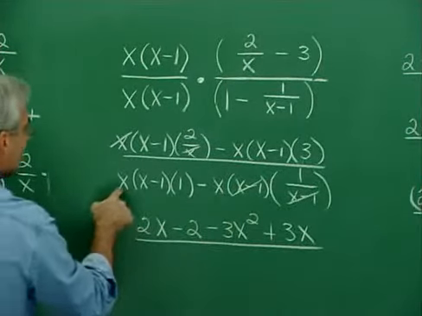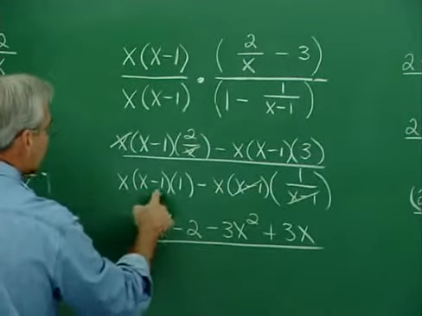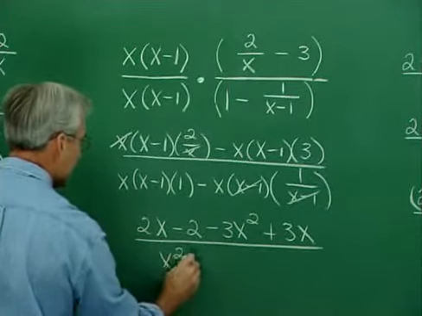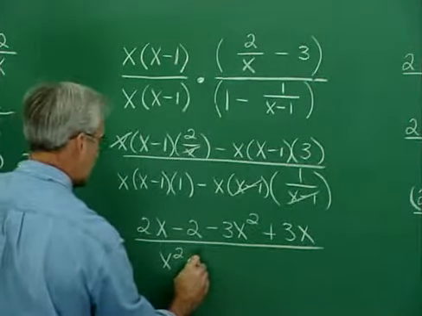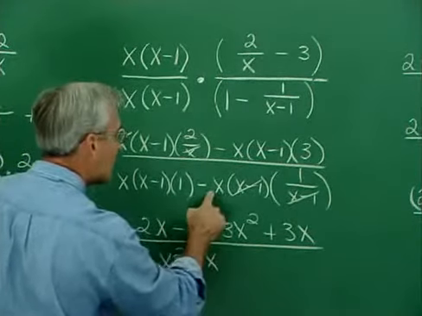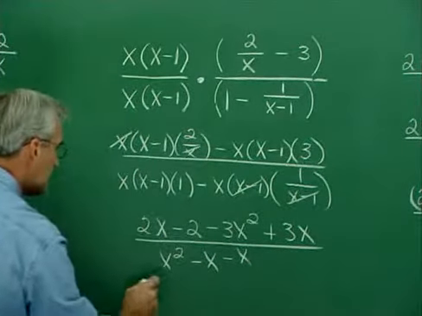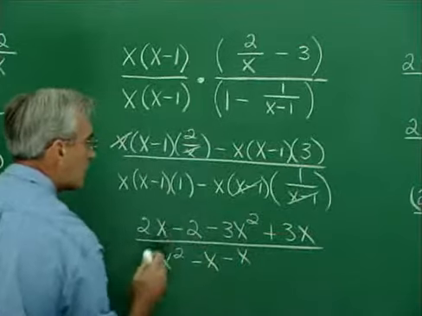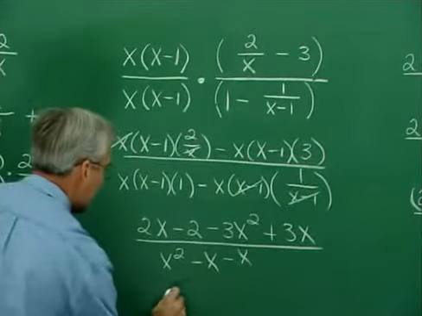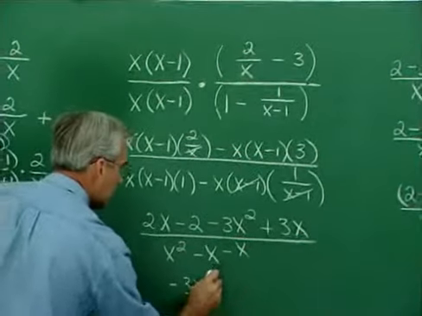Back over here, we have x times x minus 1 times 1. X times x minus 1 is x squared minus x. And then here we have minus x times 1. That's minus x. And let's do some collecting here. I only have one squared term. So I have minus 3x squared.